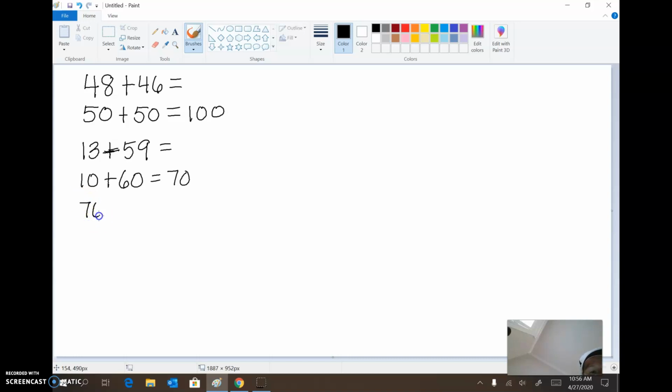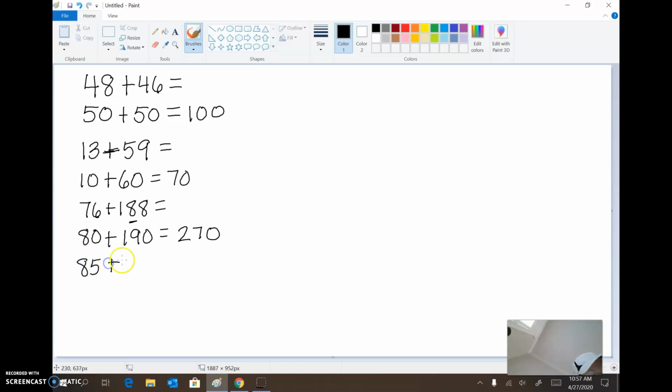All right, let's try this one. 76 plus 188. Now when you get into the hundreds, sometimes you can just round to the nearest 10. All right, what is 76 closest to? 80. What is 188 closest to? 190. So if you add 190 and 80 together, you will get 270.